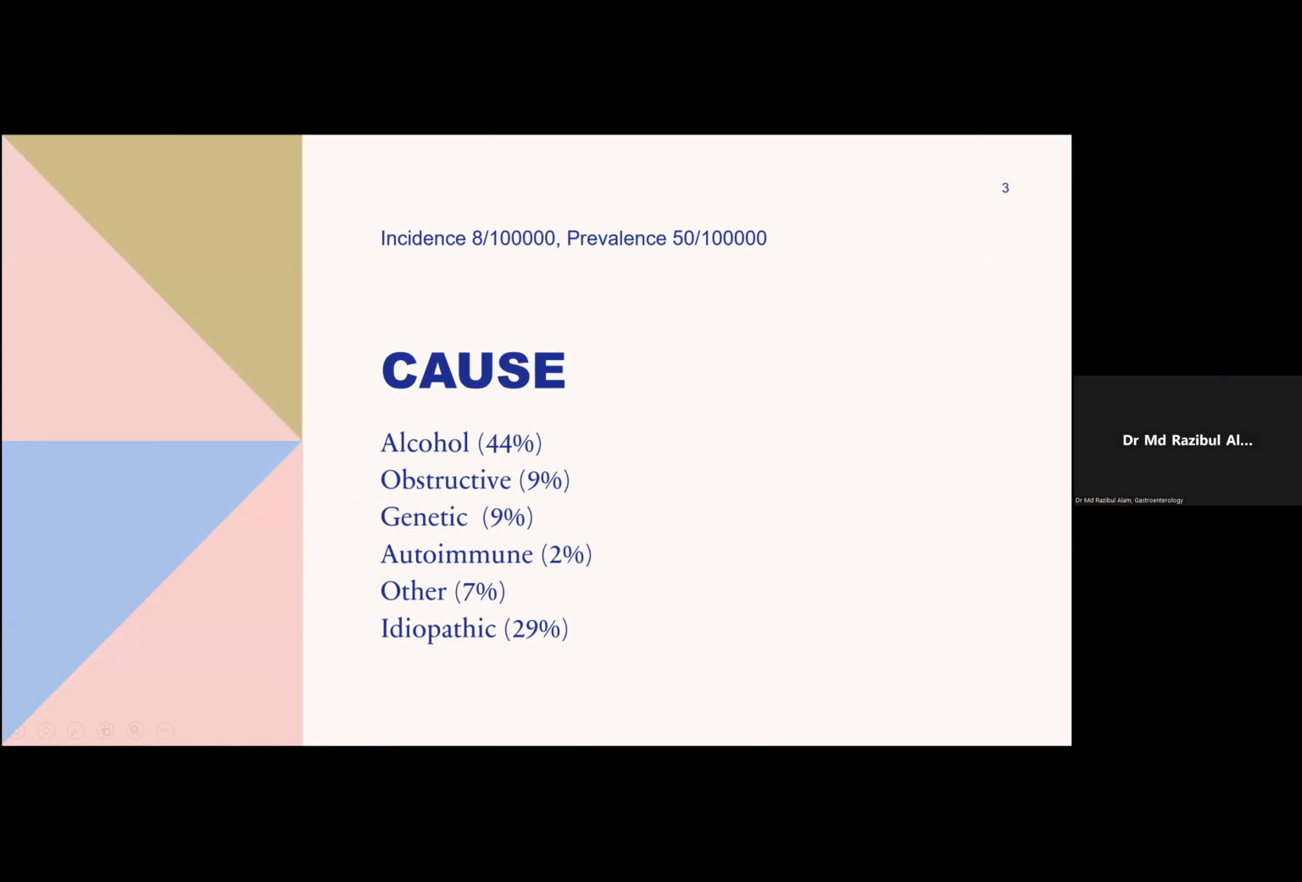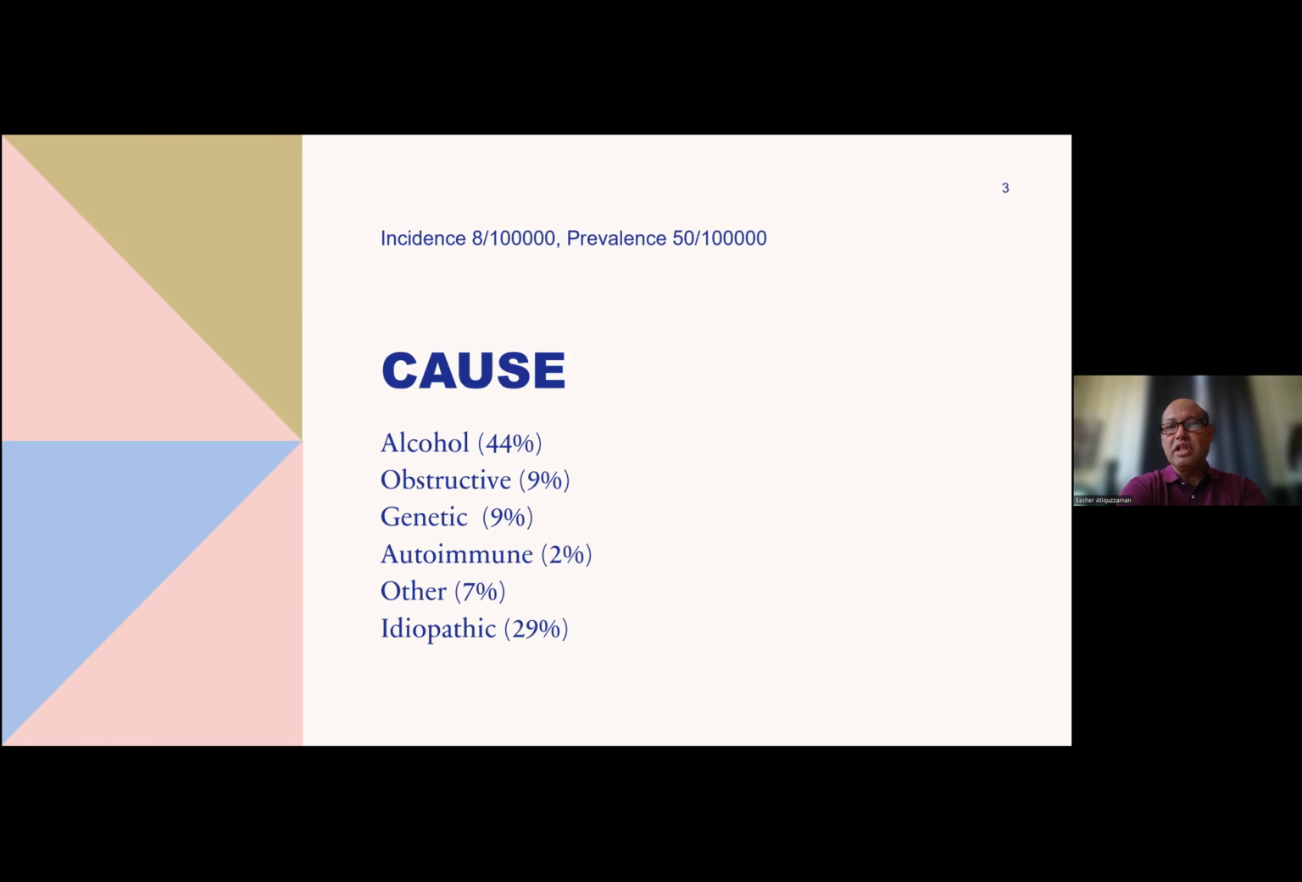So in America, the incidence is quite low, though as a gastroenterologist, I see quite a bit. The incidence is about 8 in 100,000 and prevalence is 50 in 100,000. It's not a small number, it's quite big. Later in the discussion, we'll talk about it in Bangladesh, what is the incidence and prevalence.